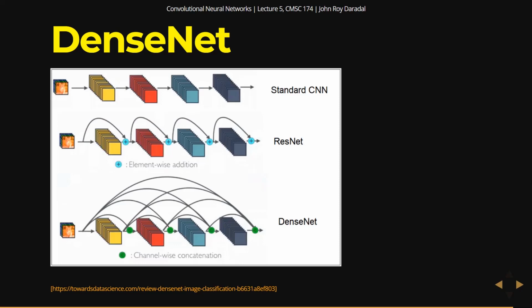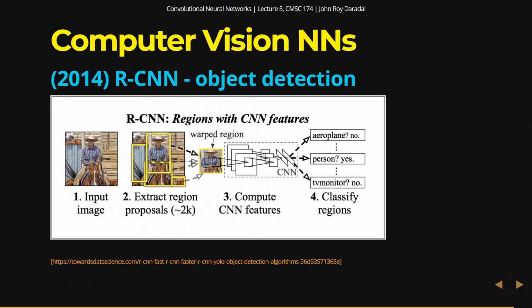So if we compare the standard CNN, it kind of looks like this, just standard feed forward. For ResNet, you have the skip connections, and then for DenseNet, you have everything. So everything is connected. Okay, so it's even more complex than ResNet. Okay, so that is DenseNet.